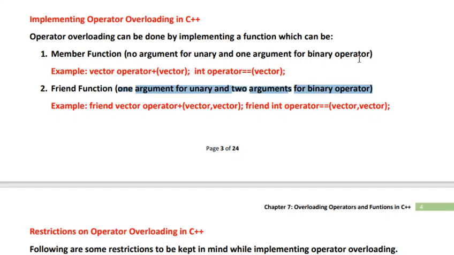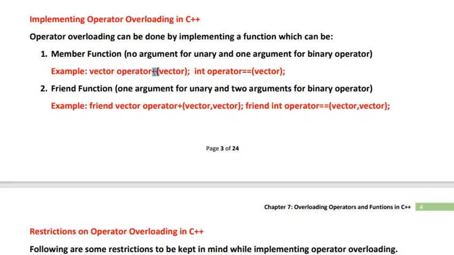So if it's a member function, you need to have no arguments for a unary operator and one argument for a binary operator. And if it's through a friend function, you need to have one argument for a unary operator and two arguments for a binary operator. So here the example is also cited.